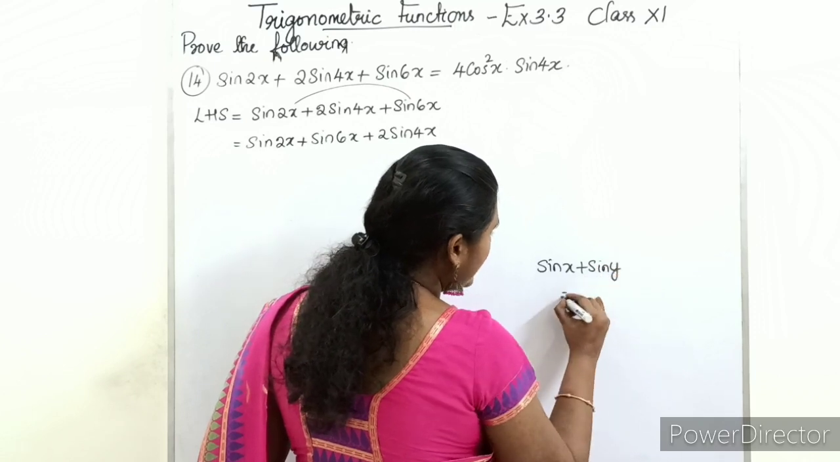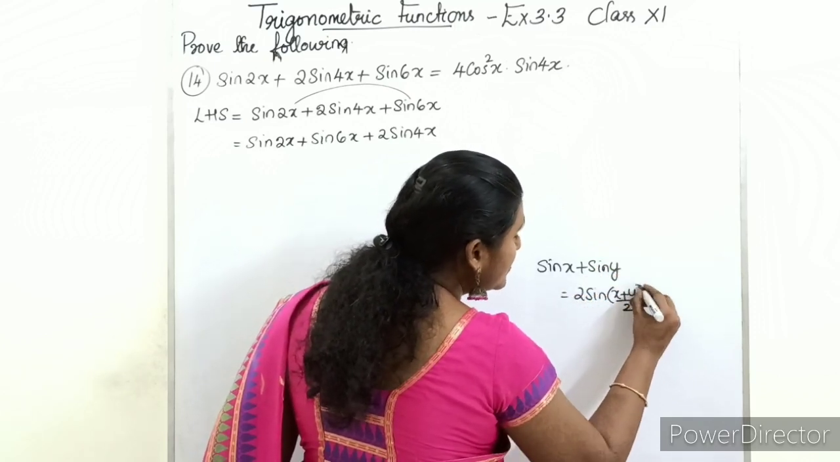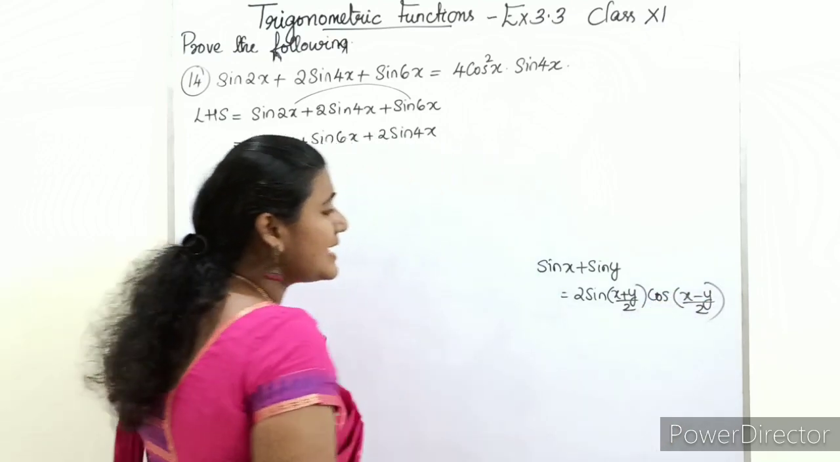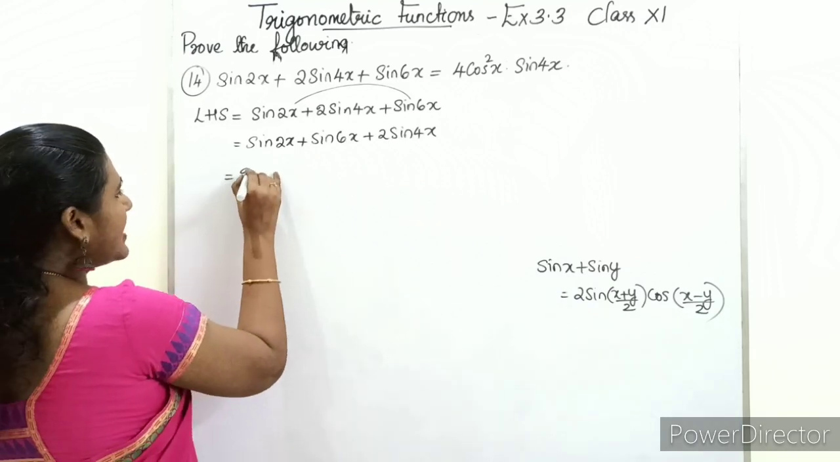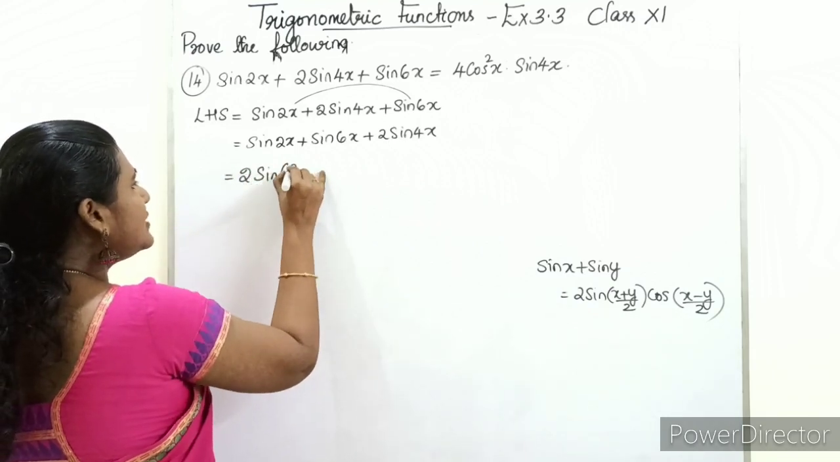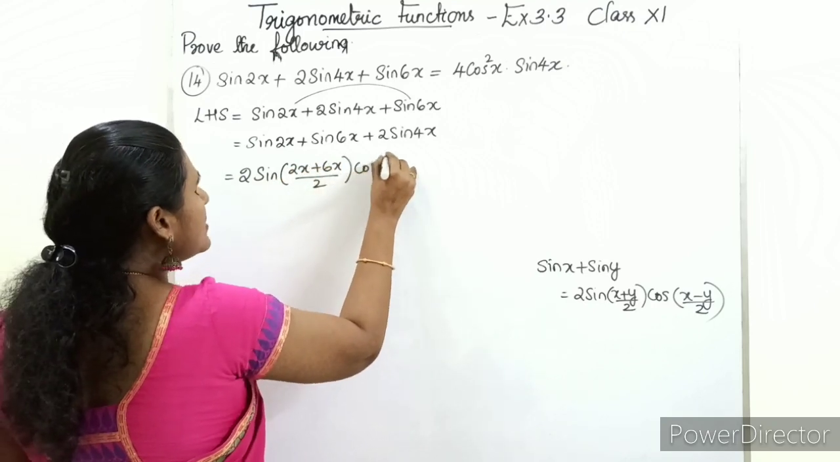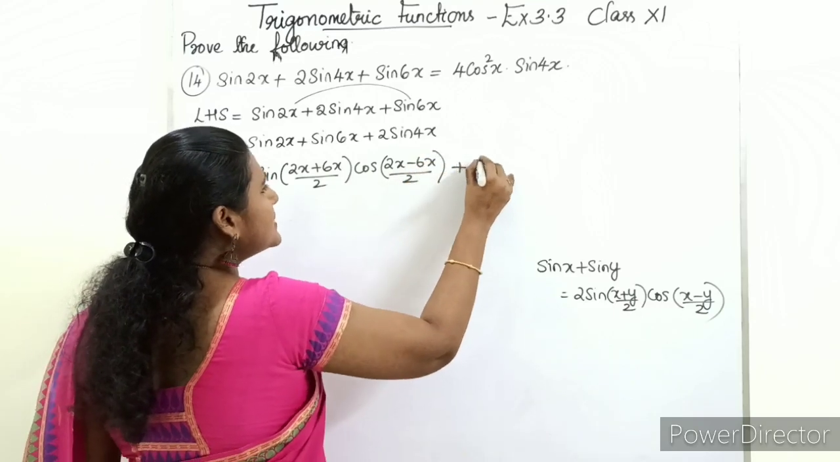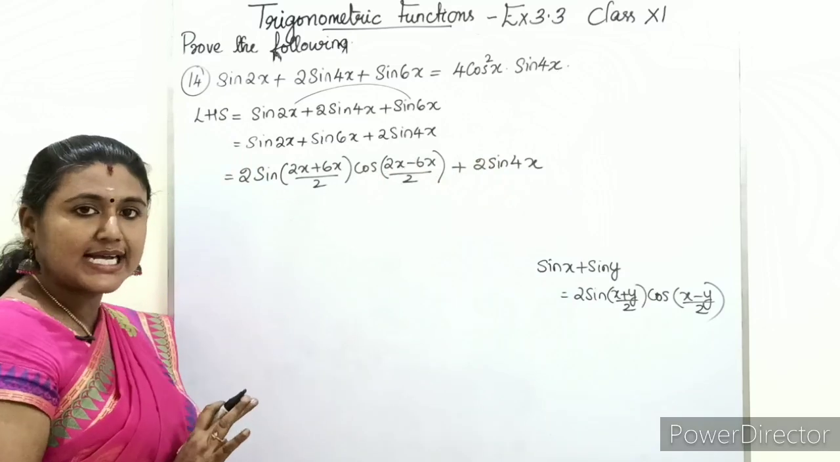Sin x plus sin y is equal to 2 sin (x plus y) by 2 into cos (x minus y) by 2. So this is the formula for sin x plus sin y. So using that formula we will simplify here: 2 sin (2x plus 6x) by 2 into cos (2x minus 6x) by 2 plus 2 sin 4x. This is the third term. Third term we are writing as it is.